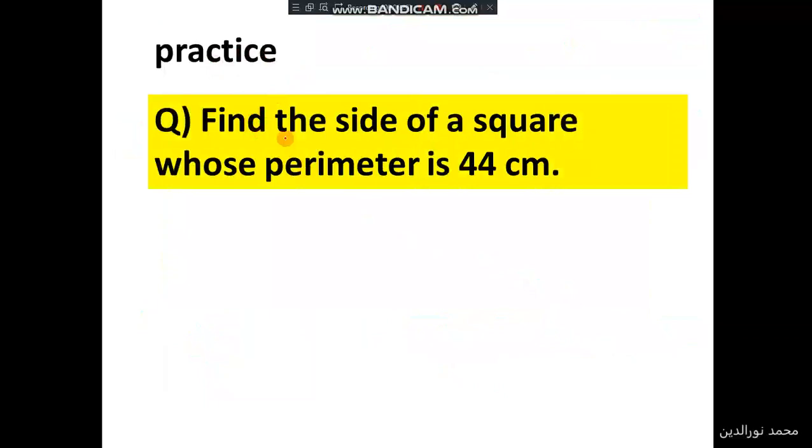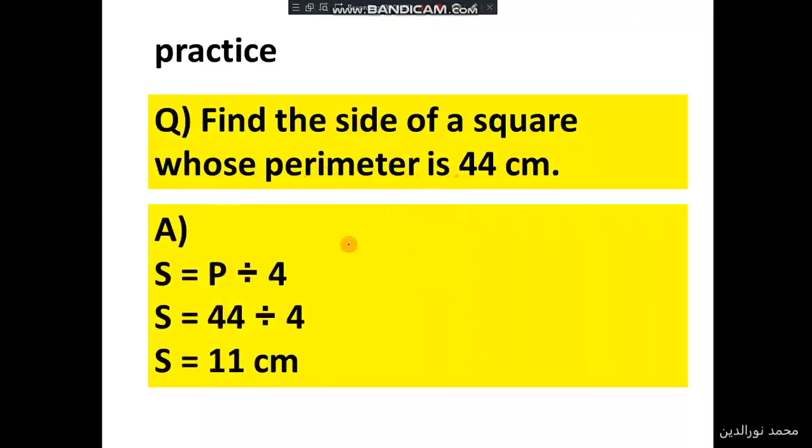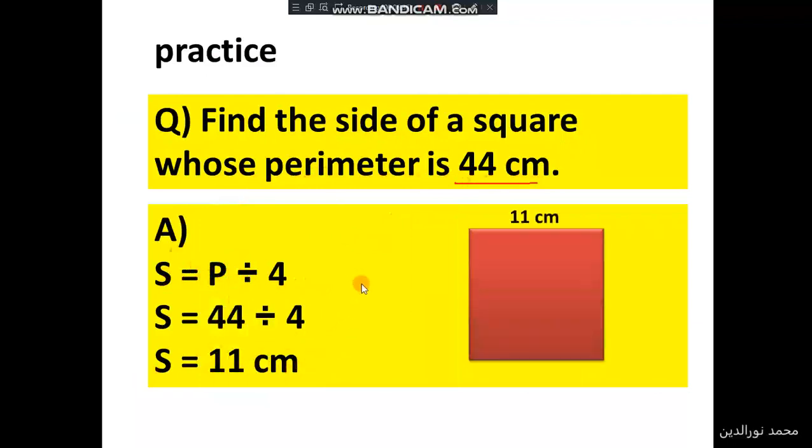Practice. Find the side of a square whose perimeter is 44 centimeters. So the rule says side equals perimeter divided by 4. Perimeter is 44 centimeters divided by 4 equals 11 centimeters. So we have a square with a side of 11 centimeters.